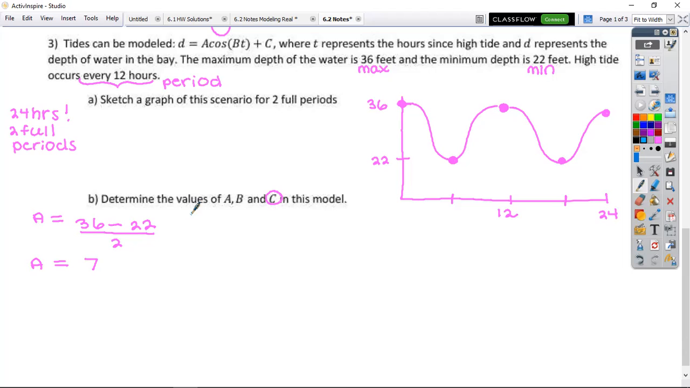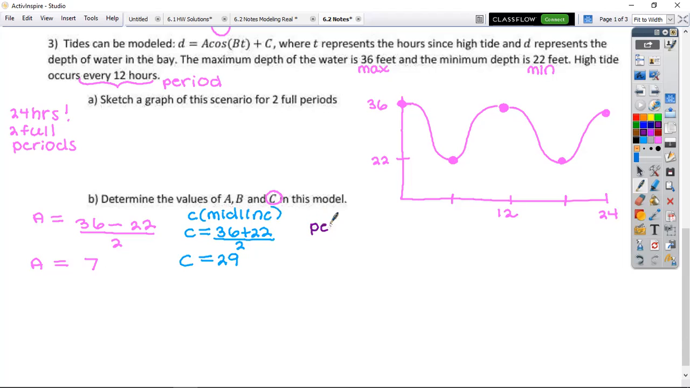So my C value in this case, which is again your midline. So I'll kind of distinguish that for you. So C is going to be equal to 36 plus 22 over 2, which is 58 over 2, which is 29. And then we need the frequency value, which is derived from the period formula.